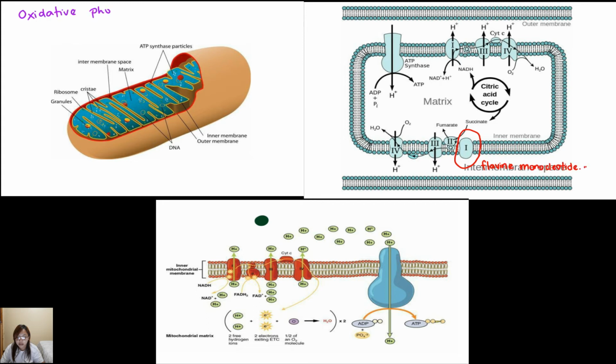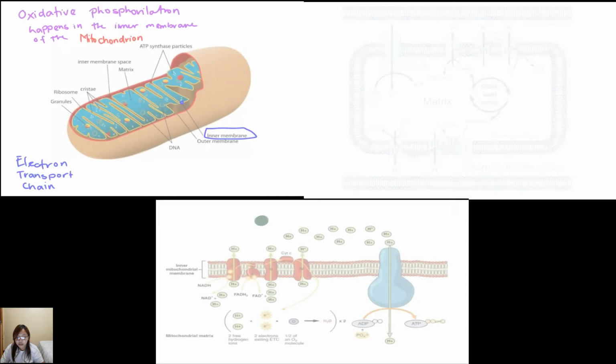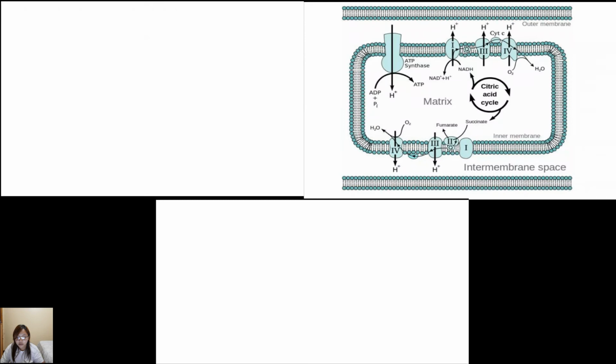For step 10, conversion of malate to oxaloacetate. Malate is then oxidized to oxaloacetate by malate dehydrogenase. The third and final synthesis of NADH occurs at this stage. This oxaloacetate is regenerated, which can combine with another molecule of acetyl-CoA and continue the cycle.